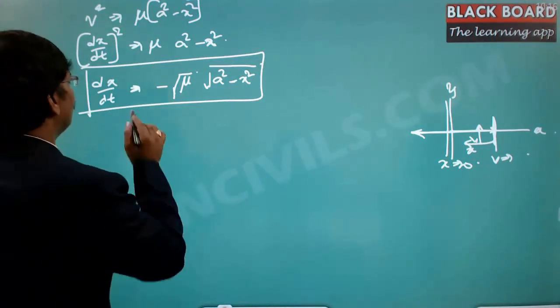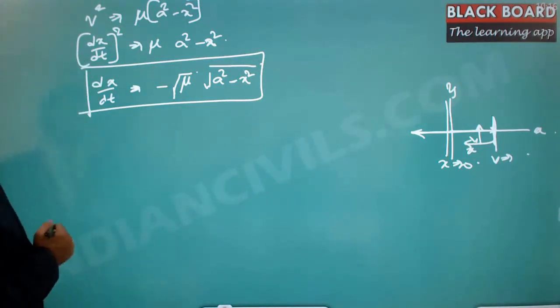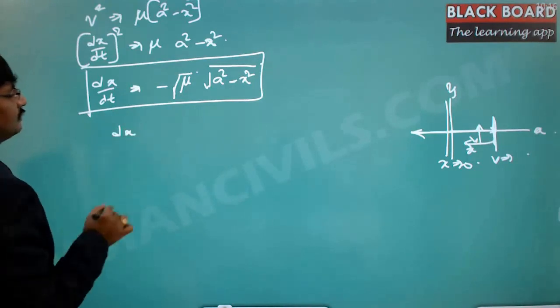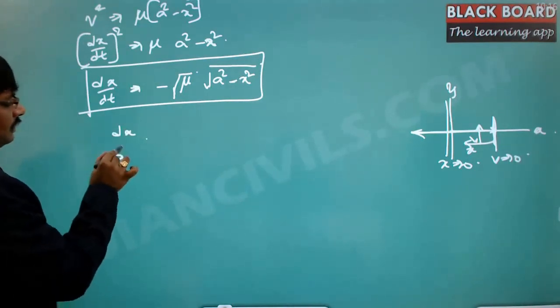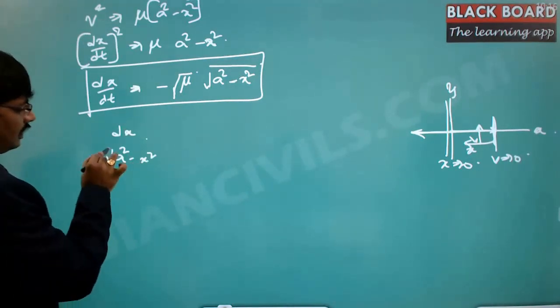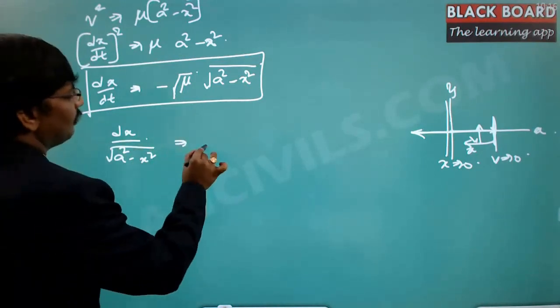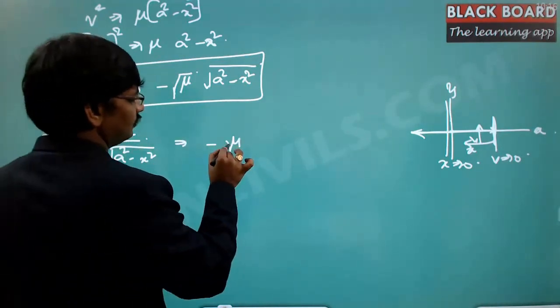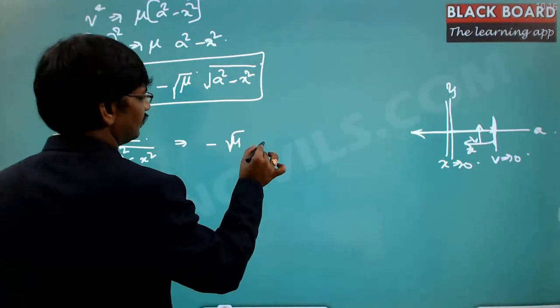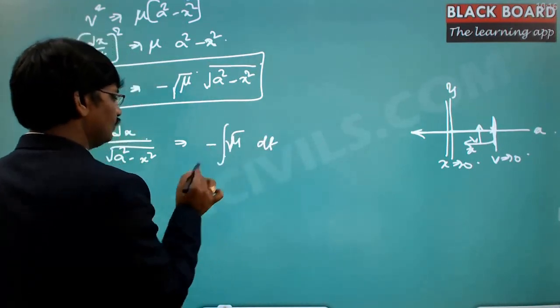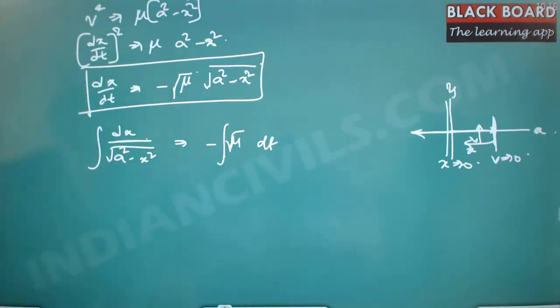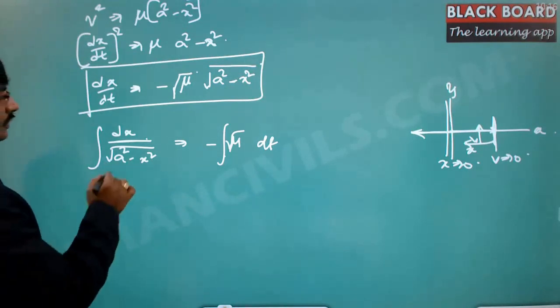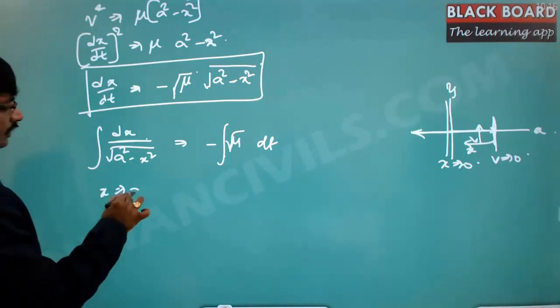Now dx by dt can be written as dx by square root of a square minus x square equal to minus square root of mu times dt. Now you can integrate this, so let x be equal to a cos theta.